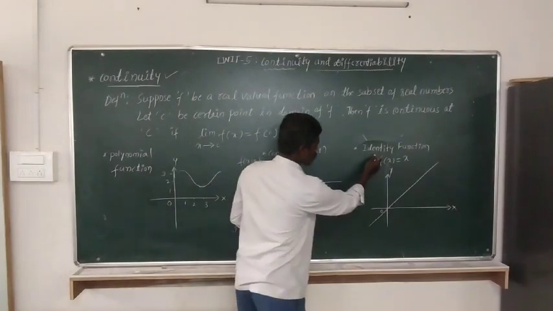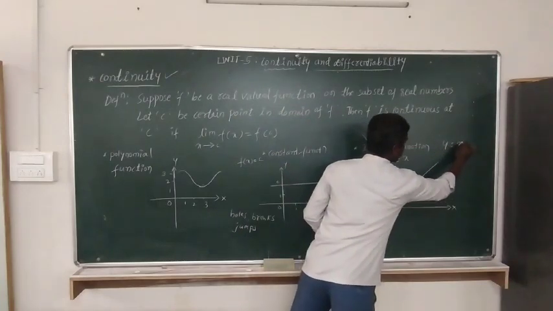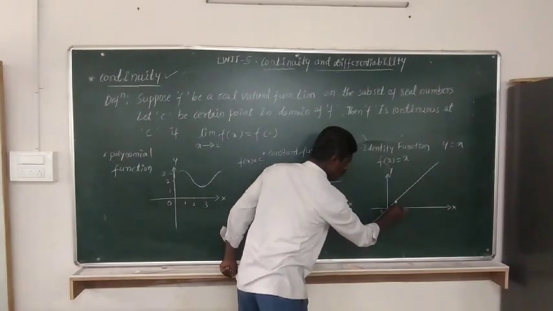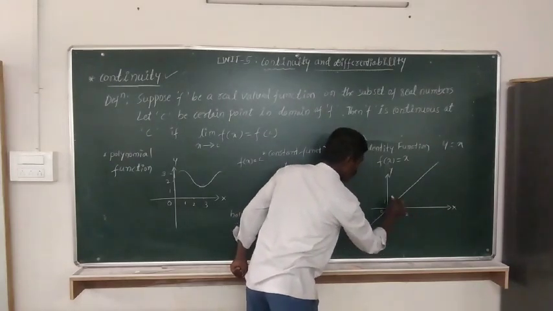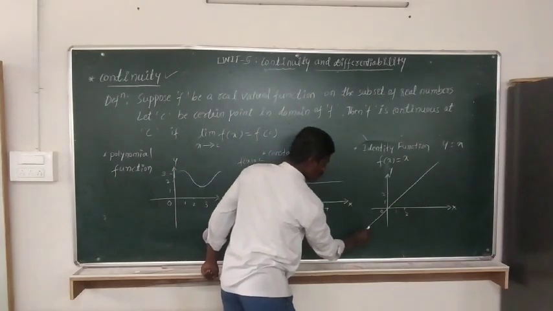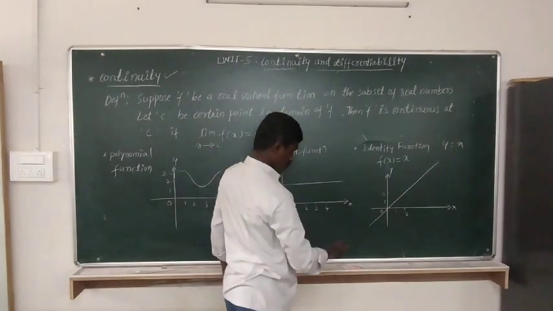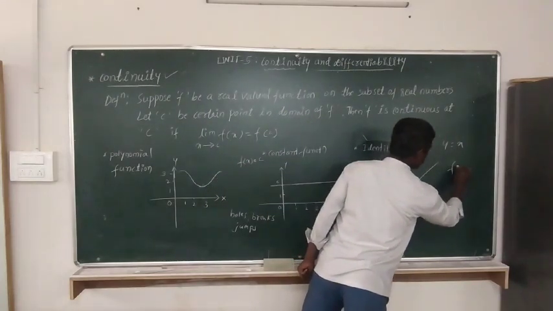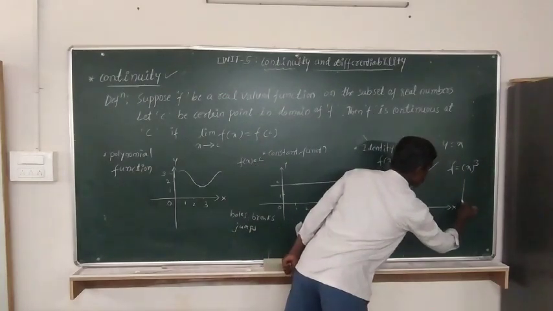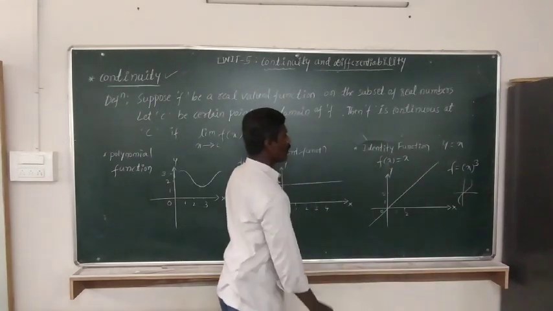Now, another function is called the identity function. f of x is equal to x, that means y is equal to x. If you put any value of x, you get y. For example, x equals 1 gives y equals 1, and x equals 2 gives y equals 2. You get a graph like this. This is the identity function. Here also we can draw the graph without lifting a pen or pencil. Similarly, the function f of x is equal to x cube is also a continuous function because the graph of this function is like this. Here also we can draw the graph without lifting a pen or pencil.